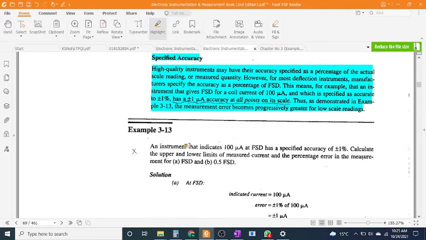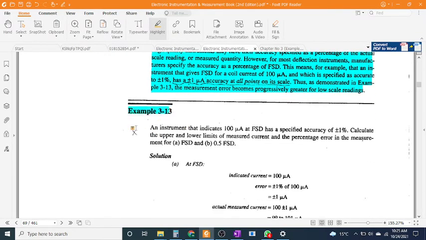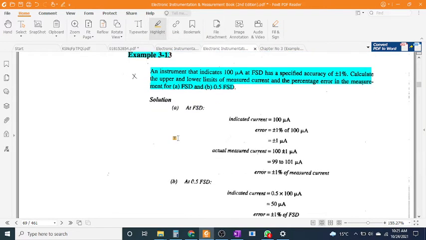Example 3-13. An instrument that indicates 100 µA at FSD current has a specified accuracy of plus or minus 1%. Calculate the upper and lower limits of measured current for A, FSD and B, 0.5 FSD.